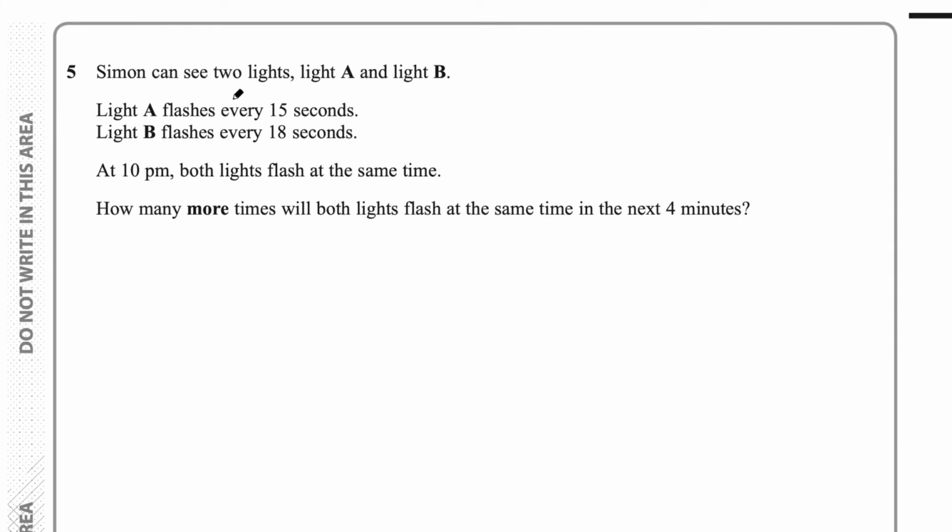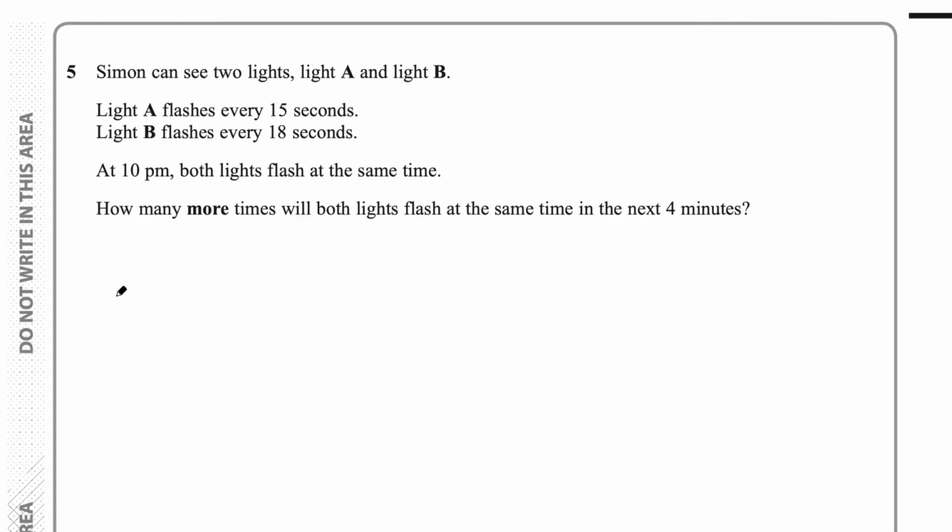Question 5 says Simon can see 2 lights, light A and light B. Light A flashes every 15 seconds, light B flashes every 18 seconds. At 10 p.m. both lights flash at the same time. How many more times will both lights flash at the same time in the next 4 minutes? Okay, so if they're flashing at 15 seconds and 18 seconds, to find when they flash at the same time, we need the lowest common multiple of both of those numbers.